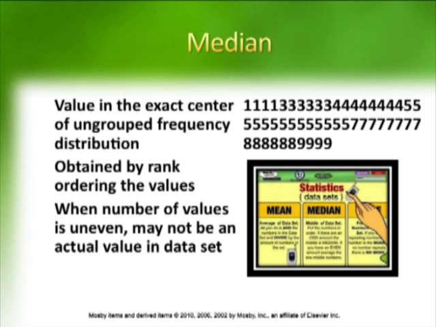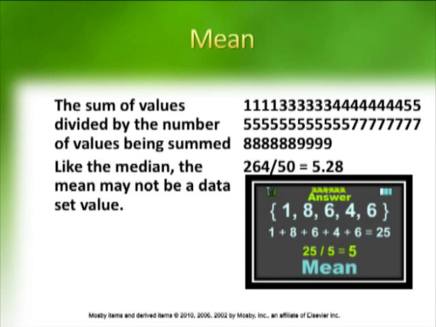Because of this property, the median is often used when the distribution is skewed and when one is interested in finding a single number. A median may be calculated for ordinal or higher level data. So now we're going to look at the mean, and that is something that you're probably very familiar with. The mean is the sum of values divided by the number of values being summed. Like the median, the mean may not be a data set value.